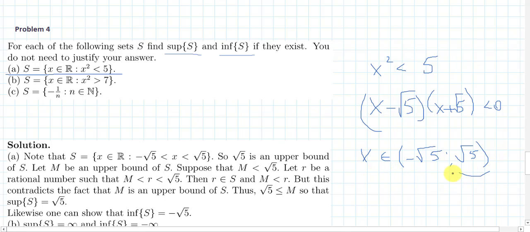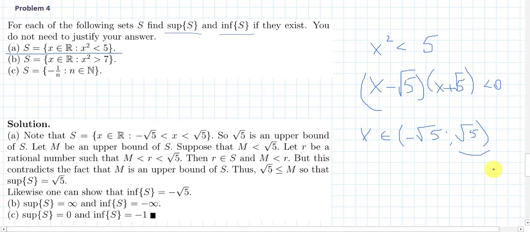but it's not the maximum because it's not included in our set. And similarly, this one, this is the supremum of S, it is square root of 5, and the infimum of S is minus square root of 5.